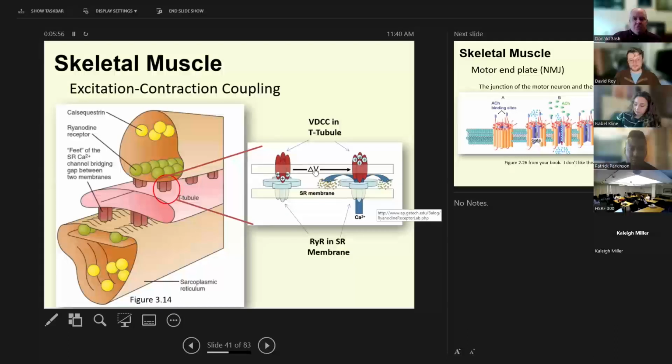And then when the voltage changes back, that calcium channel goes back in, plugs the ryanodine receptor up again, and calcium ATPase sucks the calcium back into the SR, and you get relaxation. So that's excitation contraction coupling in the skeletal muscle. Really important. It's different from cardiac, and you should know the difference. So here we've got a physical interaction between the calcium channel and the ryanodine receptor.